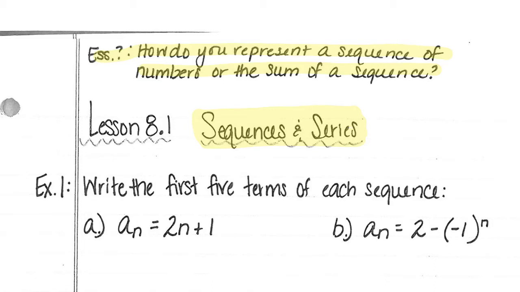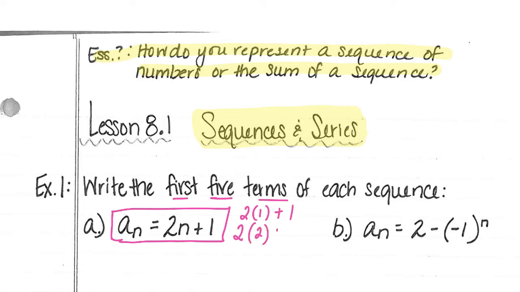The first set of questions are pretty easy. They're just saying write the first 5 terms of each sequence. So it says a sub n is equal to 2 times n plus 1. If I'm looking for the first 5 terms, I'm going to turn that n into a 1, that n into a 2, that n into a 3, that n into a 4, and then that n into a 5. Typically when they're talking about the first 5 terms, they're talking about 1, 2, 3, 4, 5.